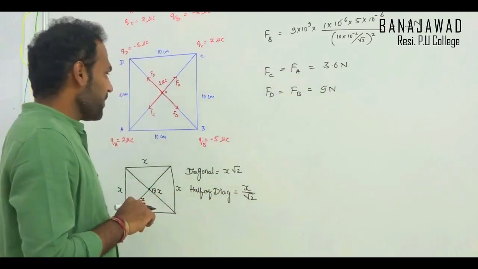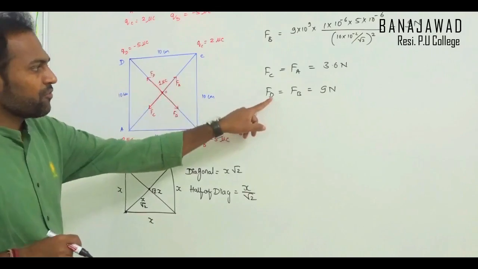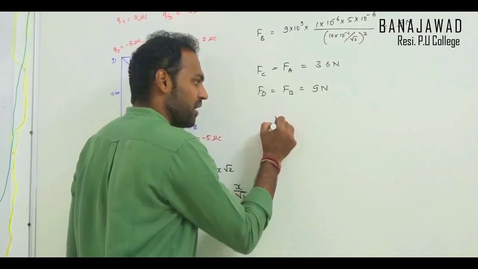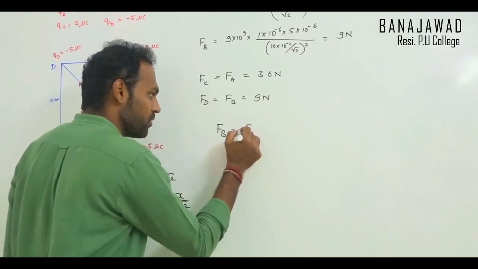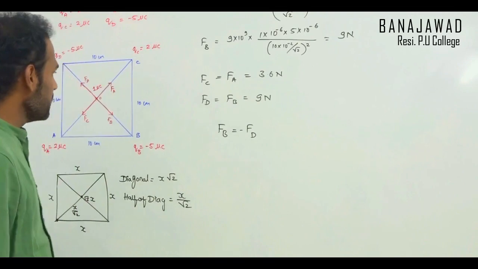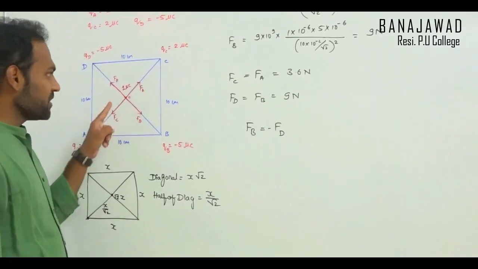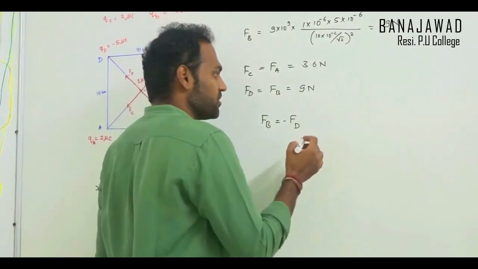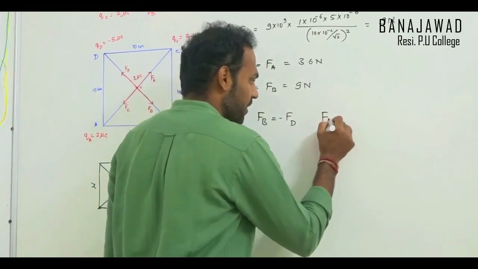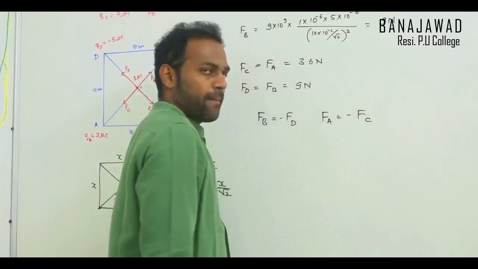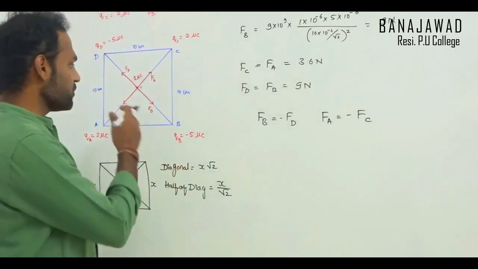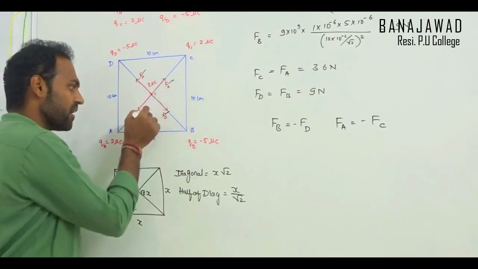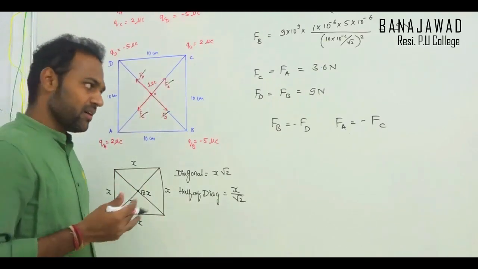Look at the directions. FB and FD are equal, but they are opposite in directions. That's why I can write it like this: FB is equal to minus FD. See, FA and FC are equal, but they are opposite in direction. One is acting in this direction, another one is acting in this direction, along the same line. So I can write FA equal to minus FC. So what happens now? The forces will get cancelled. They are equal and opposite in direction. So FD and FB will get cancelled. FA and FC will get cancelled. Then what will be the resultant? Resultant has to be 0.